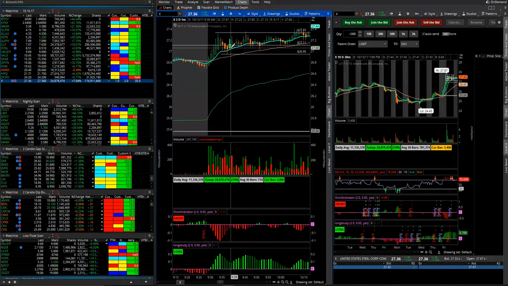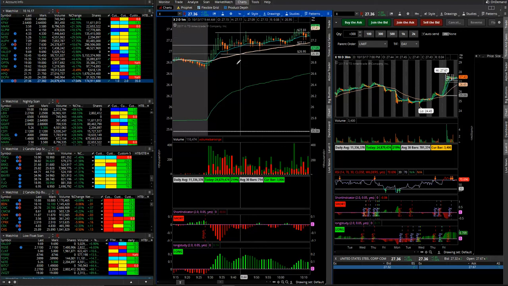And when it broke over 27, I just took this for a ride. I held through all this, and I took a 1,000 share position in it, and it went above 27.35, and then it kind of broke down. Right in here is where I covered. So I got in at 27.01 and got out at, I think, 27.27, so I made like $270 on that trade.